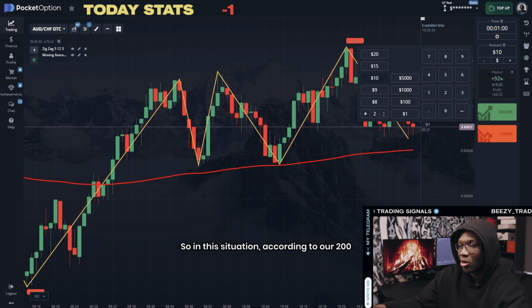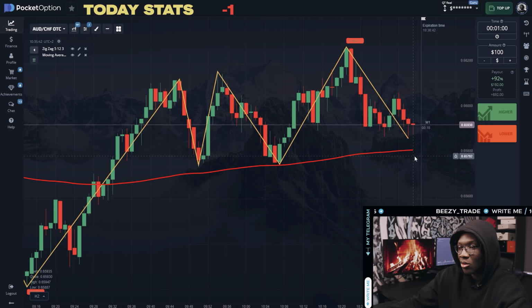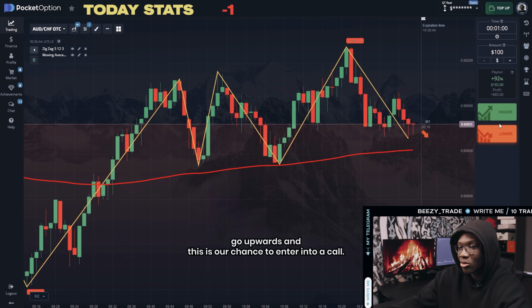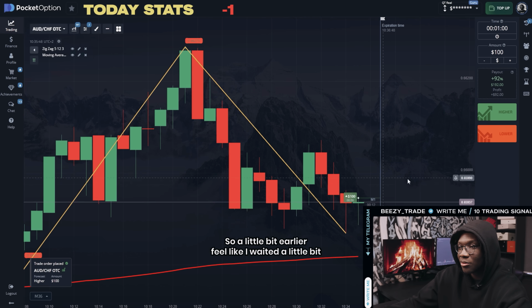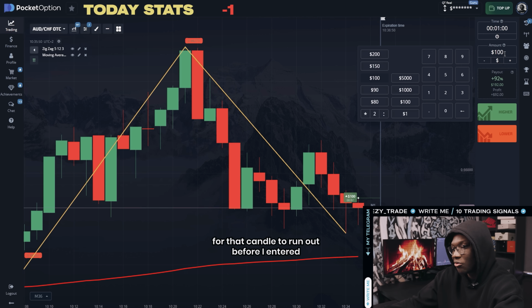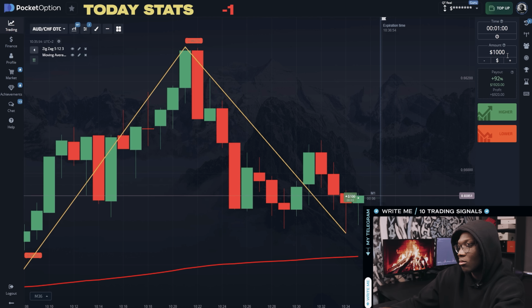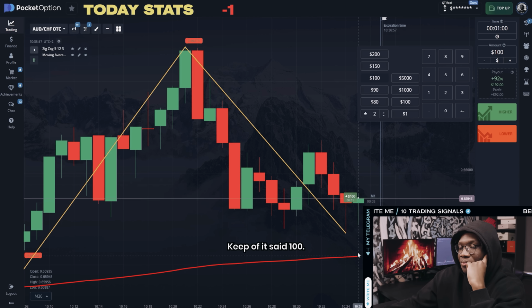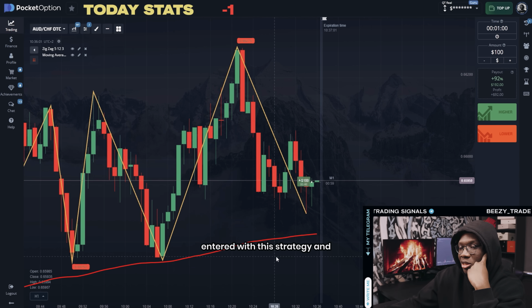So in this situation, according to our 200 EMA, we can see the market is going to go upwards, and this is our chance to enter into a call. So we'll enter a little bit earlier. I feel like I could have waited a little bit for that candle to run out before I entered. Let's keep it up. It's at 100. So that's our first official trade we've entered with this strategy.